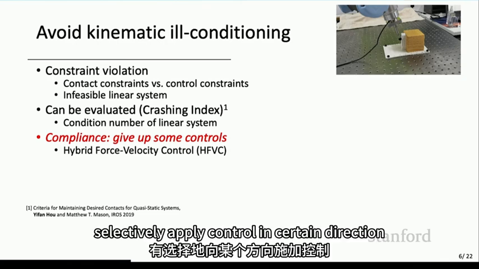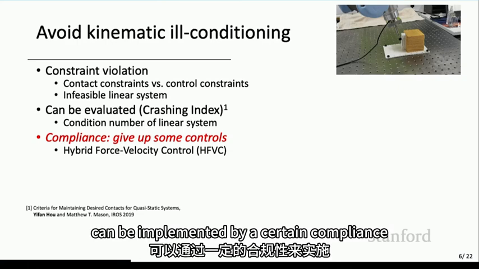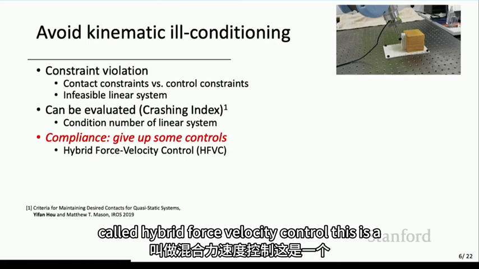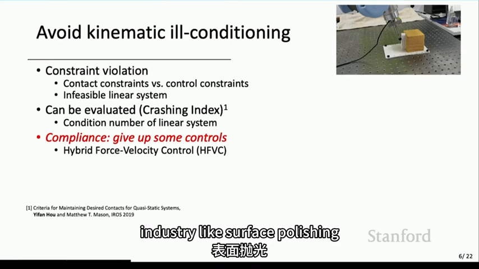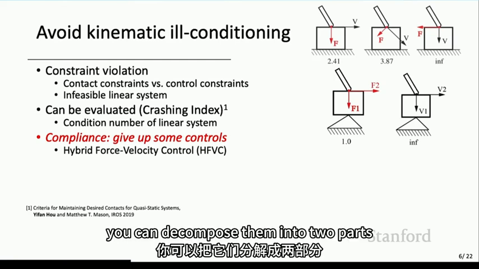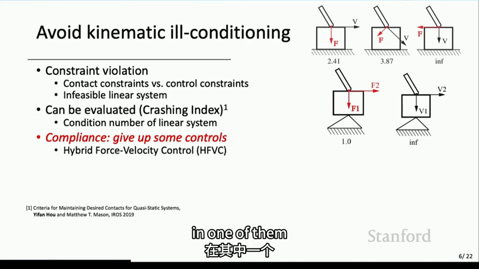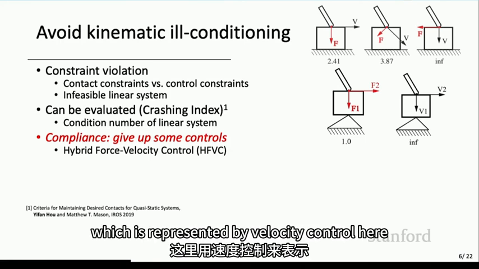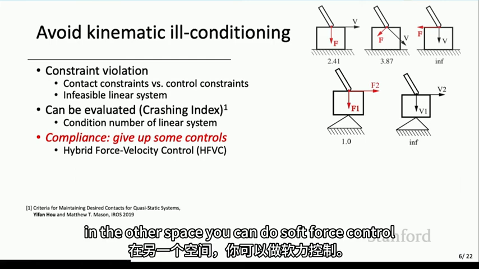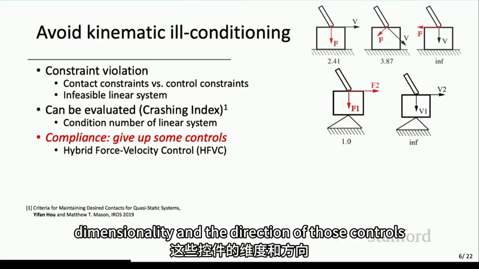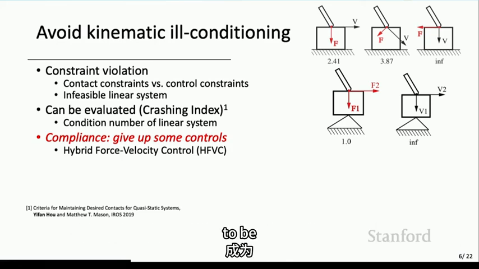This way of selectively applying control in certain directions can be implemented by a compliance control method called hybrid force velocity control. This is a traditional method, very popular in industry, like surface polishing. The idea is very simple. You look at your robot's action space. You can decompose it into two parts. In one of them, you can let the robot be very stiff. You do high stiffness control, which is usually represented by velocity control here. In the other space, you can do soft force control. And apparently, there are many options for selecting the number of dimensions and the directions of those controls.